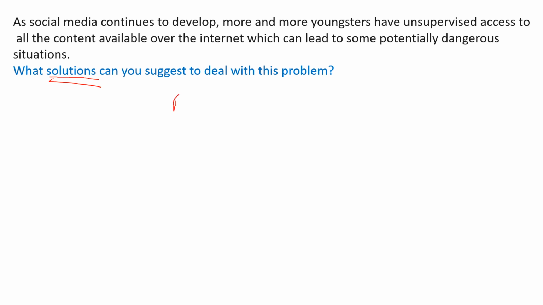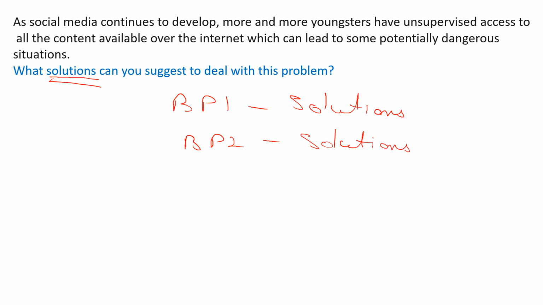Right? So, in this case, my body para 1 will have solutions, and again my body para 2 will also have solutions. Okay, now you can write one solution in each body paragraph, that is okay. All right, so this is how the changes occur within one kind of a question.